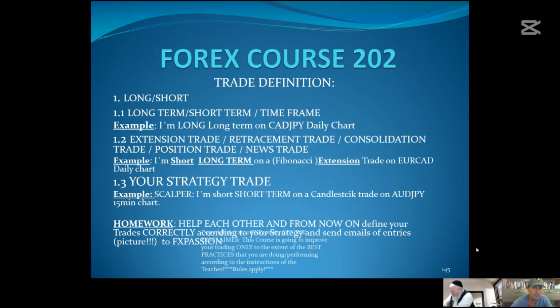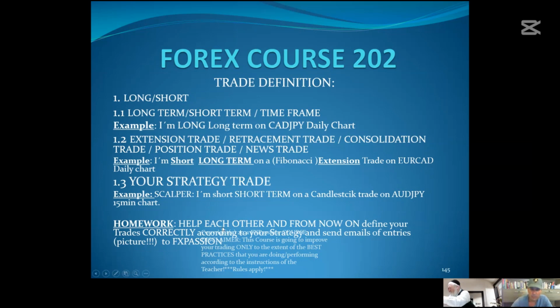Check, we have it. Trade definition, just to recap: long, short. It could be long term or short term. Example, I'm going long term on CAD JPY daily chart. Then this is just vocabulary, right? I'm in an extension trade, retracement trade, consolidation trade, position trade, news trade, or your strategy trade. Example, scalper: I'm short term on a candlestick formation on AUD JPY 15-minute chart. Just an example.